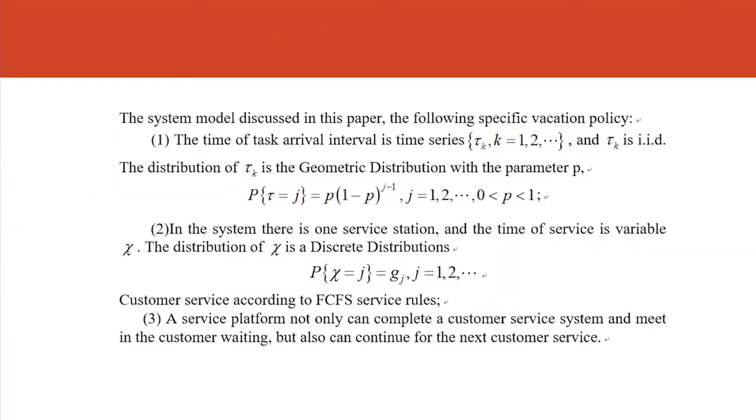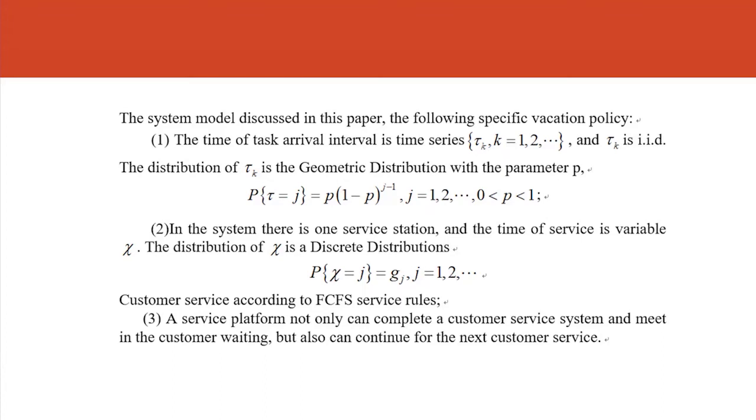Okay, the system model discussed in this paper has the following specified conditions. One is that the time of task arrival is a time series, and the distribution is a geometric distribution with parameter p. The second one is that in the system there is one service station, and the service time variable has a discrete distribution. Customers are served according to FCFS service rules.